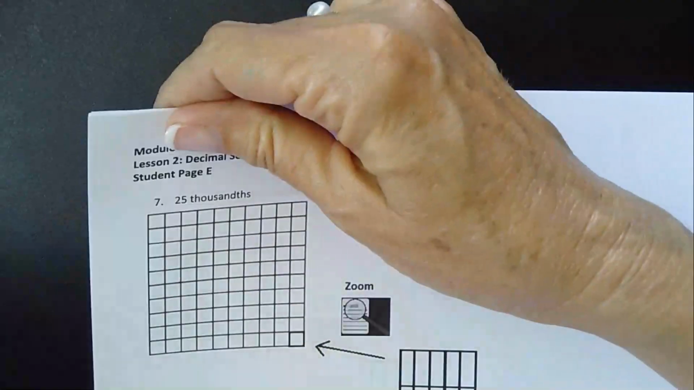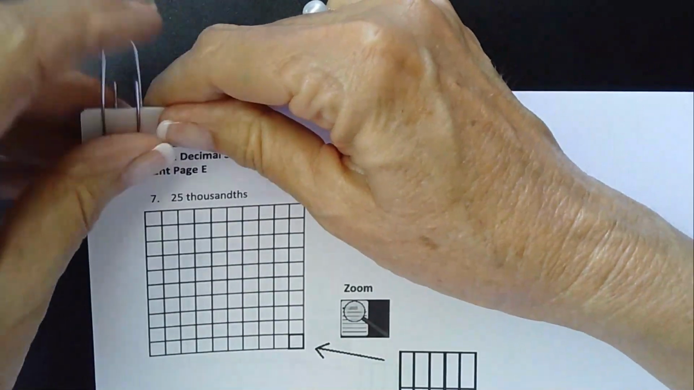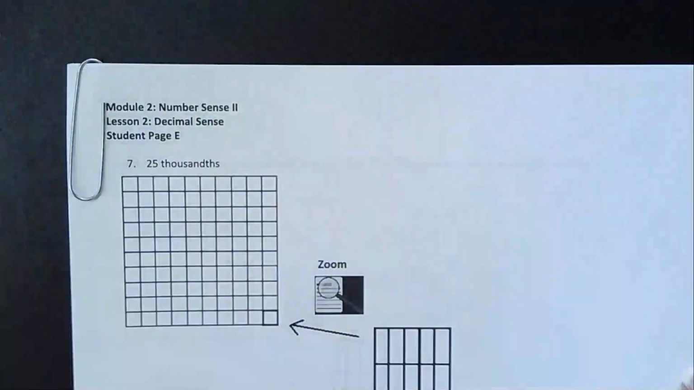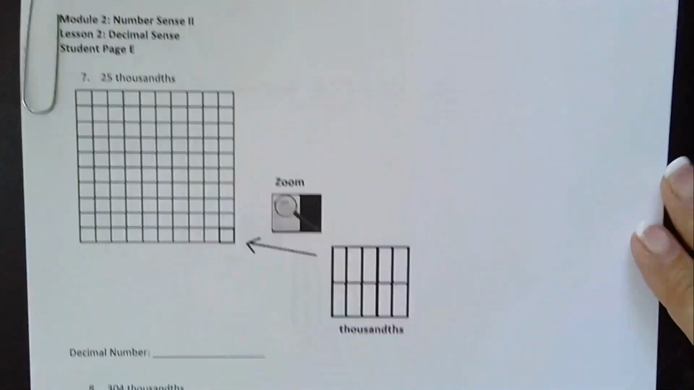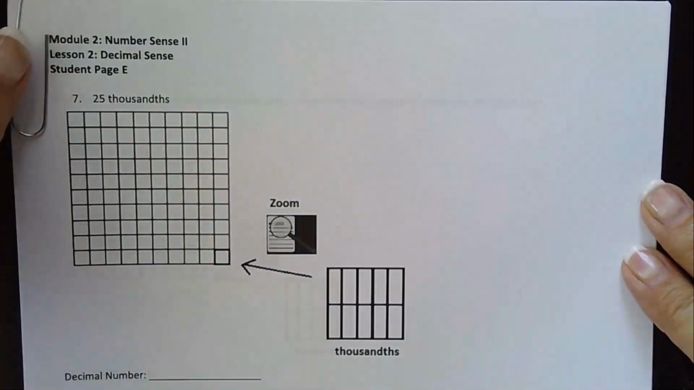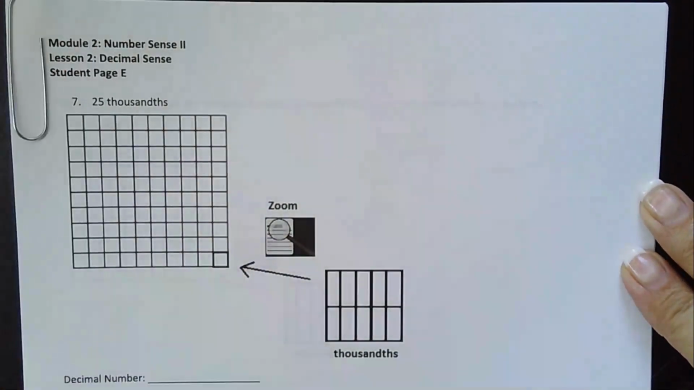Okay, so let's have you guys do the next 2. They're both similar to the last one we did. And go ahead and shut off your video, do your shading, write your decimal number, and then come back and we will check your work.